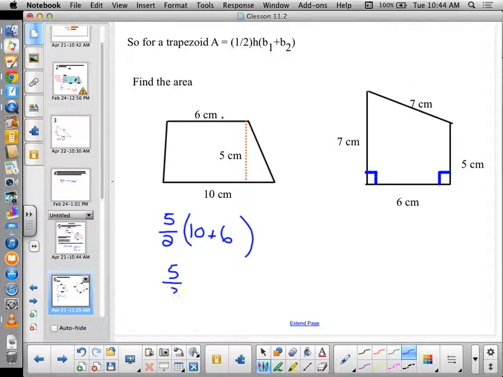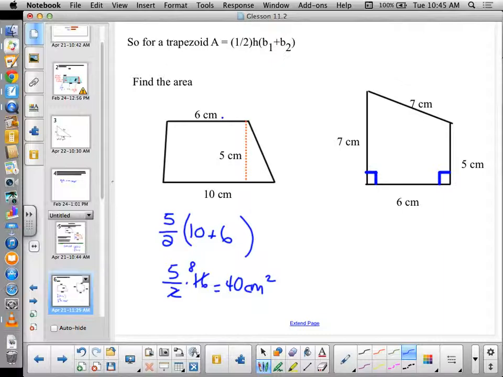So it's 5 over 2 times 16. Because I have to do parentheses first, adding before anything else. Now, I could turn this into a decimal, or I could reduce this way, which is much easier. And that's 40 centimeters squared. Or if you do it in your calculator and do 2.5 times 16, you get the same answer. You still get 40.